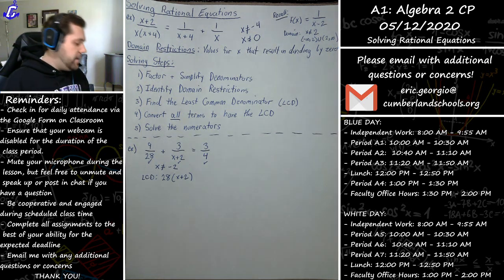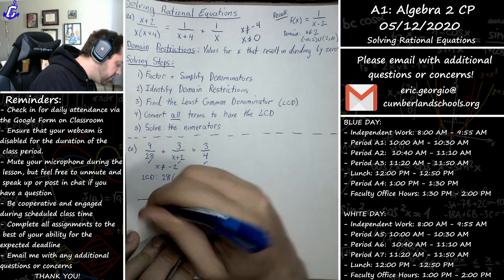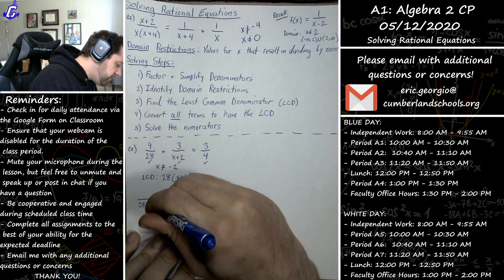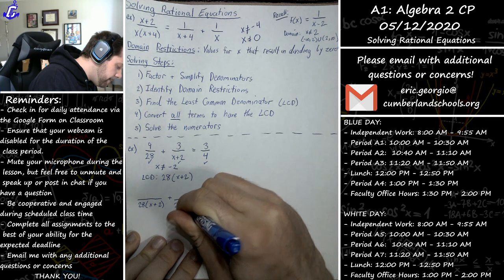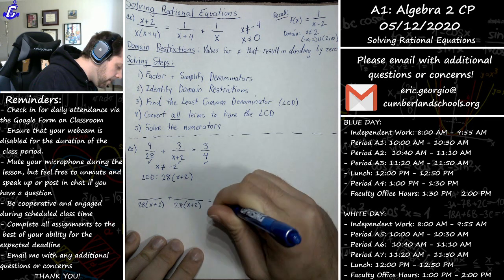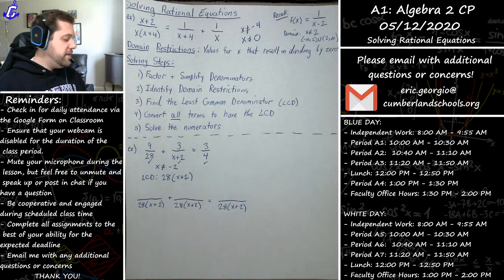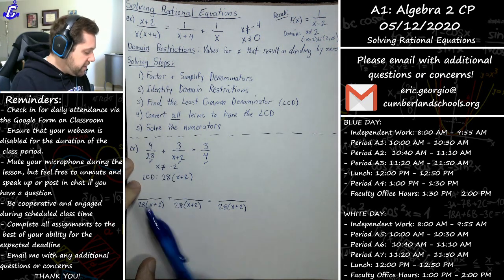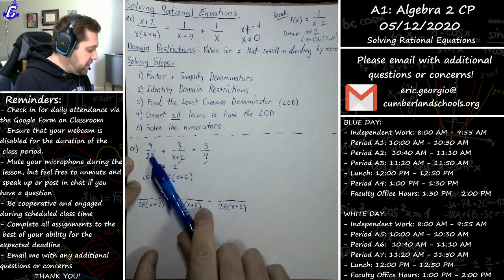Okay? Now that I've found that least common denominator, I want to convert everything to be out of that. So I'd like all of my denominators to look like that. And we have to ask ourselves, what do I need to multiply each of those terms by in order to make this look like this, in order to make this look like this, in order to make this look like this? What do I have to multiply this by?